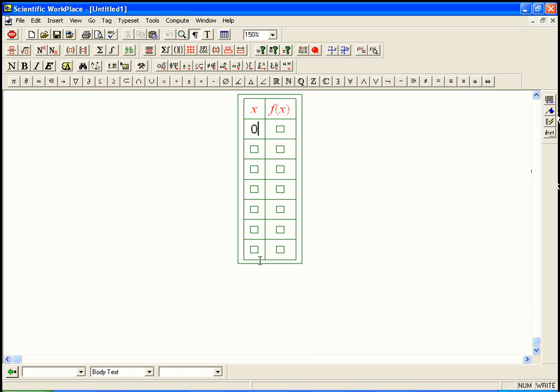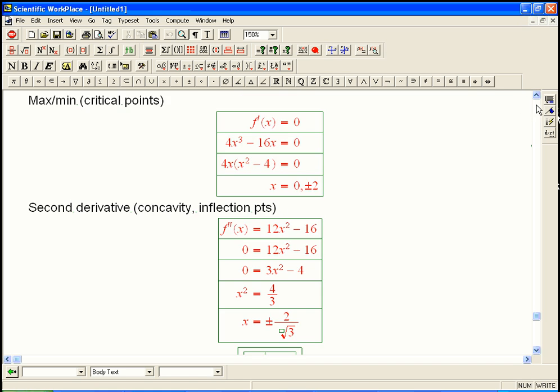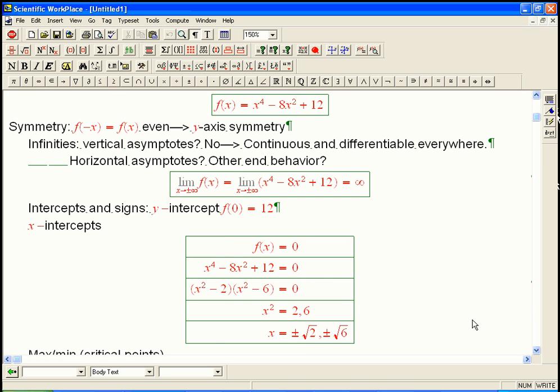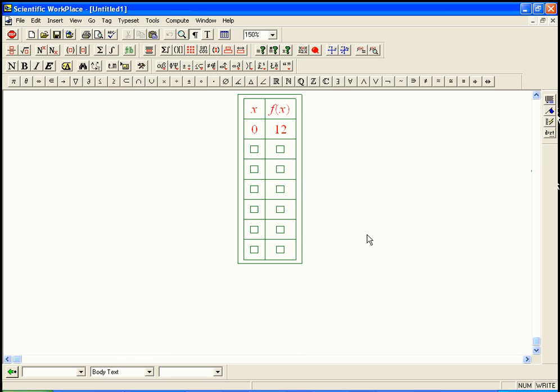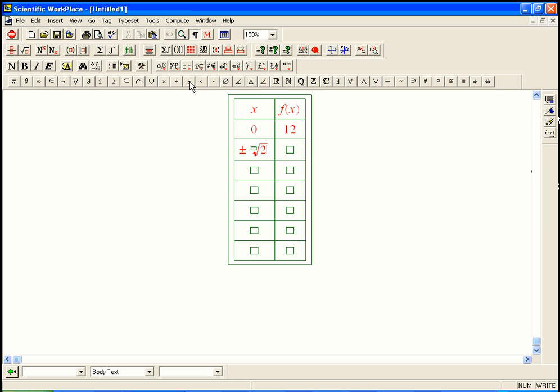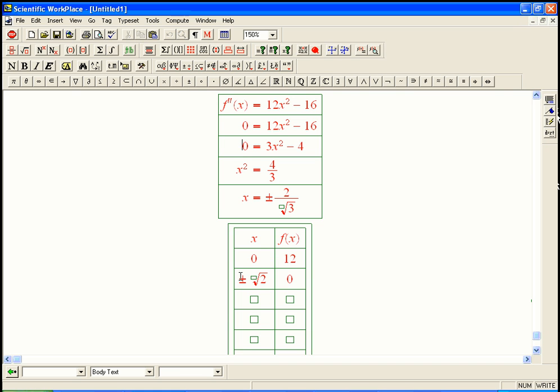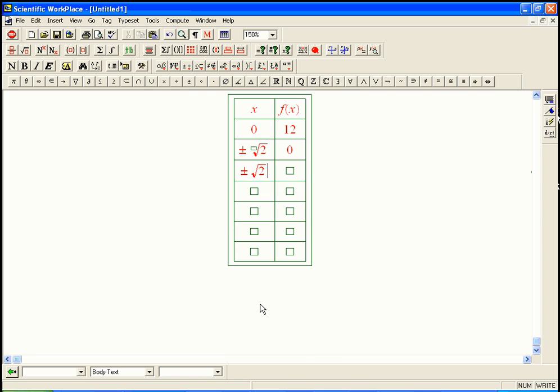Okay, so what are some interesting points? Well, when x is 0, f of x was 12. And then when x was equal to, what was the next one we found? Plus or minus root 2 or plus or minus root 6. Those are good to know. Alrighty, so plus or minus root 2 both gave us 0. Those were also x, y equals 0 points.